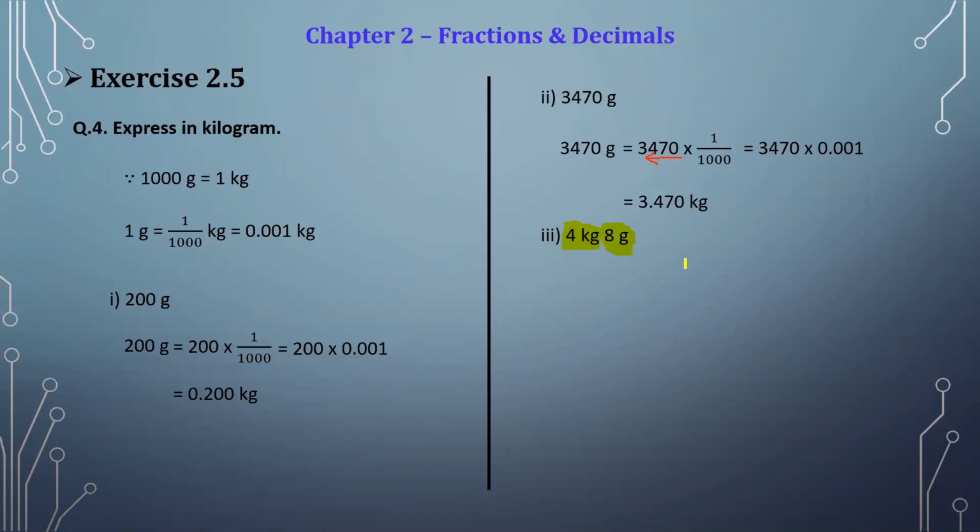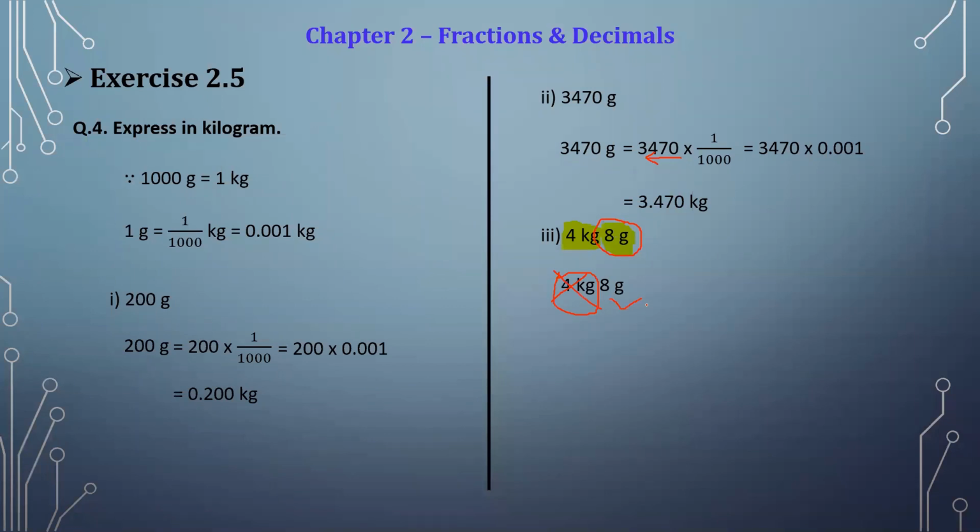So here we have to convert only the second number. That means 8 gram should be converted into kilogram, and then we have to add whatever answer comes for that 8 gram. We have to just add that value into 4 kilogram. So here 4 kilogram is going to remain as it is. Do not change that 4 kilogram. Only we have to convert this 8 gram.